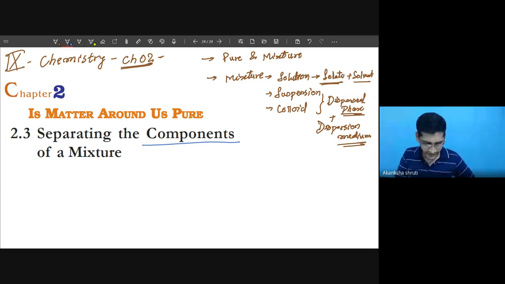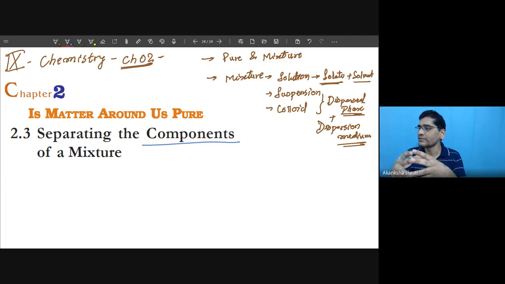Good evening, dear students. Today we are going to learn about how to separate different components of a given mixture, whatever kind of mixture it may be, whether it is homogeneous or heterogeneous, and which technique we shall use.